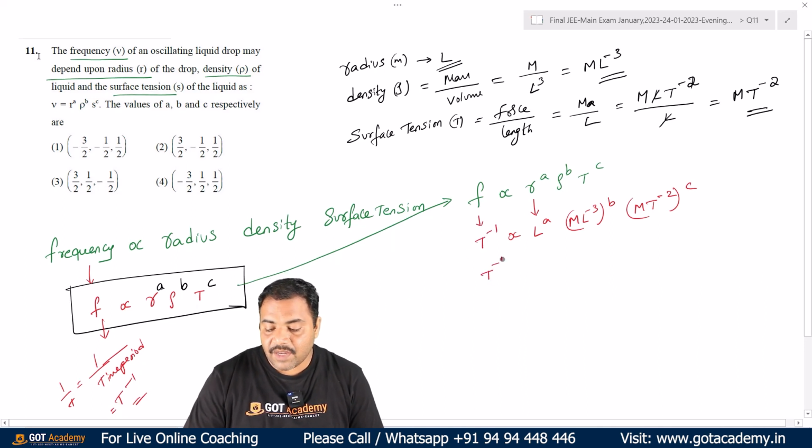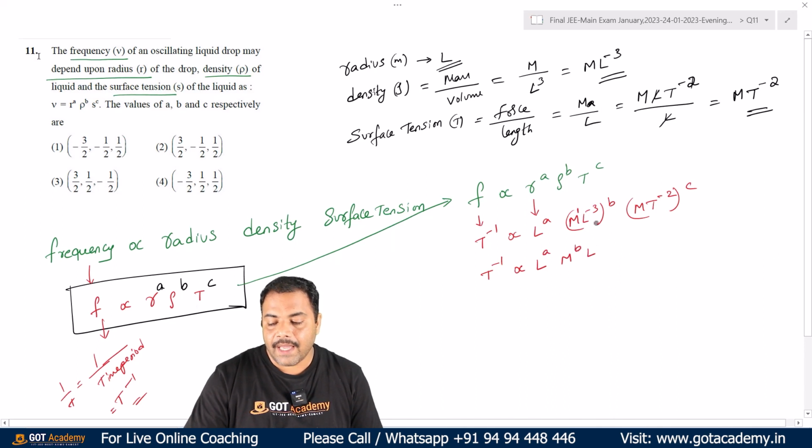So now this could be written as T power minus 1 proportional to L power a, M power, see here, nothing is there means 1. So 1 into b, you will get b, minus 3 into b, you will get minus 3b. Again nothing is there means to the power of 1. So 1 into c, that is c, T power again minus 2 into c. So we will get minus 2c.